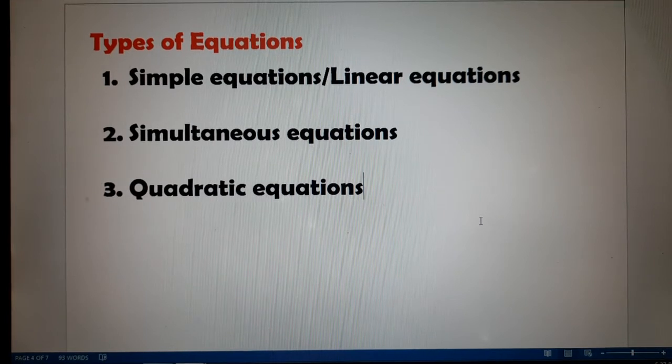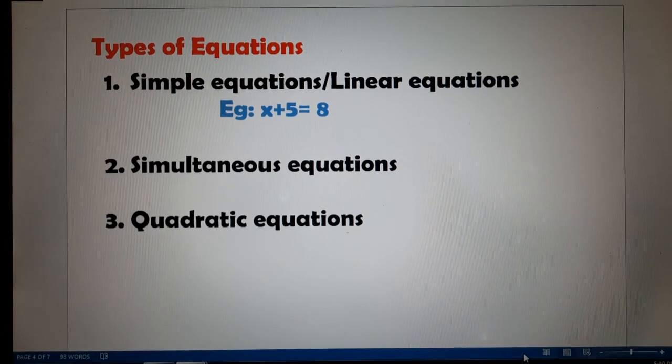After that, children, I will briefly explain types of equations. Here you will learn three types of equations. Number 1, simple equations or linear equations. Number 2, simultaneous equations. Number 3, quadratic equations.